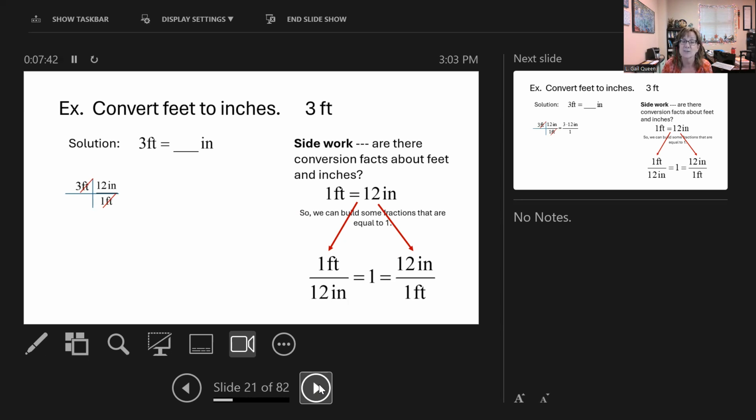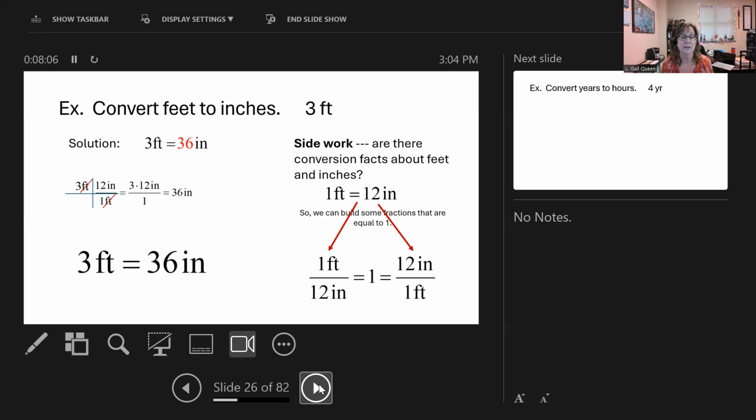So now that I have canceled the units of feet, if we multiply straight across the top, we will get 3 times 12 inches. On the bottom, the only thing I have is a 1, so that gives me 36 inches. So the unit conversion, do I get the units that they asked me to find? Yes, my answer is in inches. So now I know the answer is 36 inches. So 3 feet equals 36 inches. All we did was take our original quantity, 3 feet, and multiply by a fraction equivalent to 1. You're going to do this every time you do a conversion. You're going to multiply by a fraction equivalent to 1. You just have to choose the correct fraction.